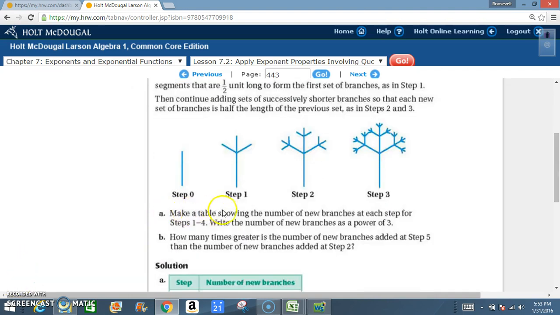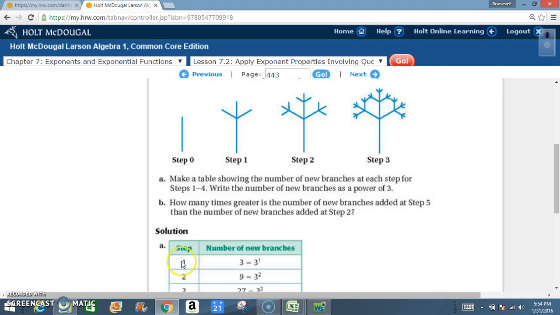A. Make a table showing the number of new branches at each step for steps 1 through 4. Write the number of new branches as a power of 3. B. How many times greater is the number of new branches added at step 5 than the number of new branches added at step 2? Notice step 1, number of new branches, 3. What is that equal to with powers? 3 to the first power.